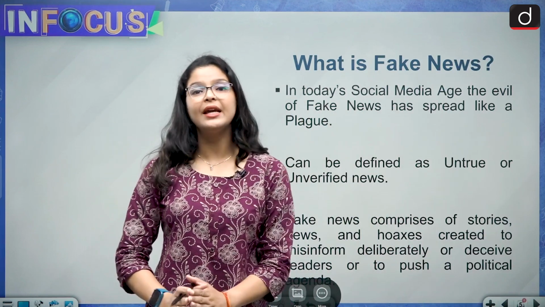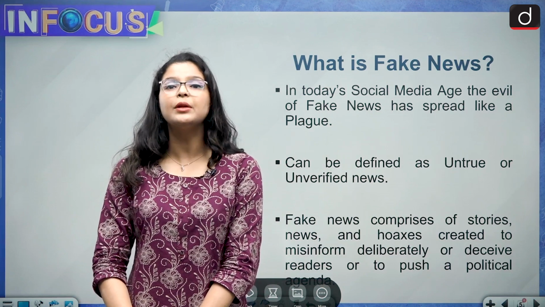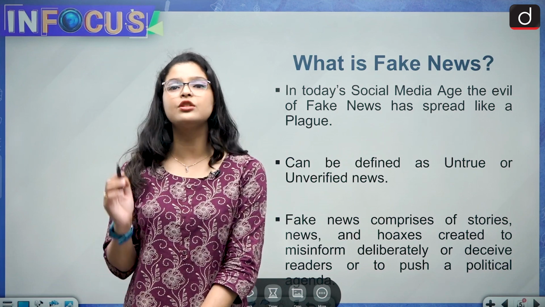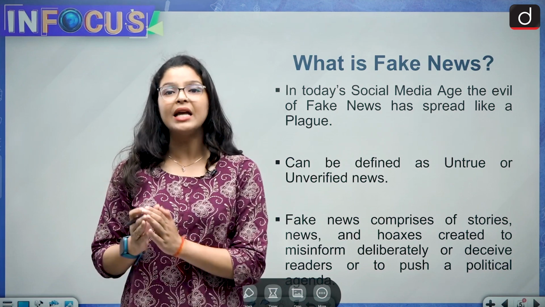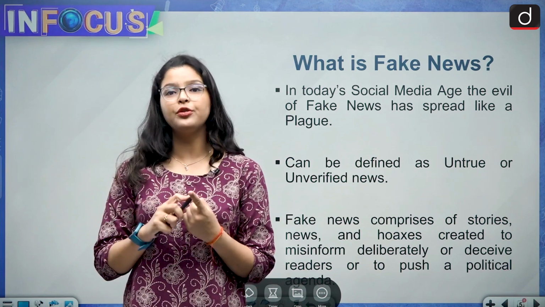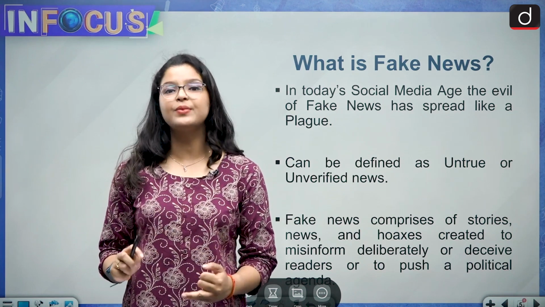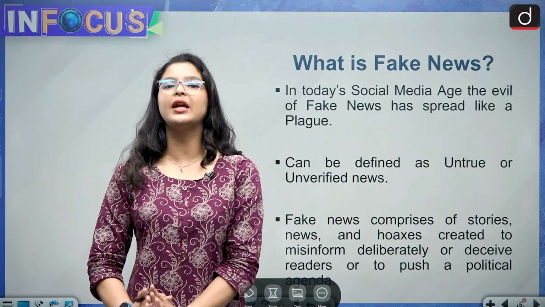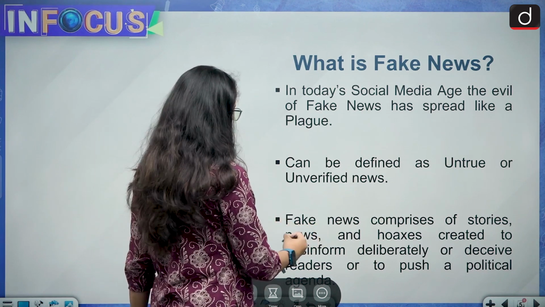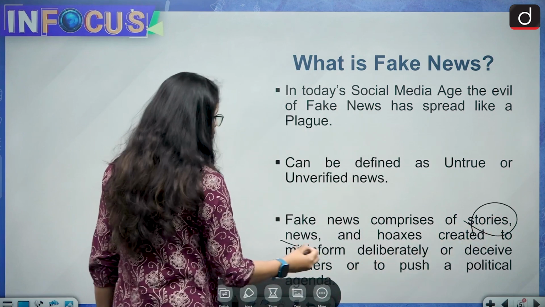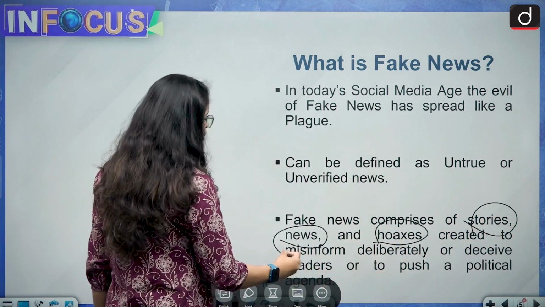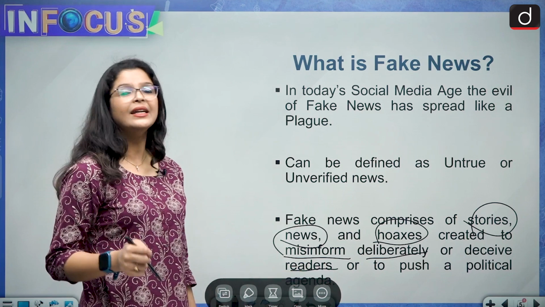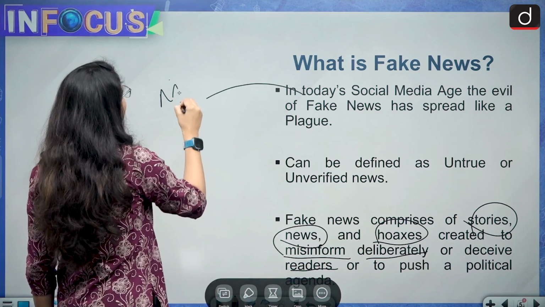So if I talk about fake news in very simple and layman terms, it means a news that is untrue and unverified. That means there is no source of where this news has been spreading. But as we live in a digital age, both information and misinformation can be spread, and this spreading of unverified and untrue news is known as spreading of fake news. Fake news comprises of stories, news and hoaxes created to misinform deliberately or deceive readers. So the mens rea or the mental intention here is deliberate intention.